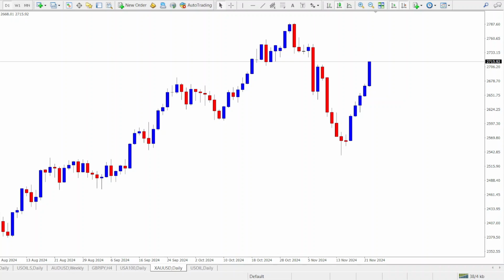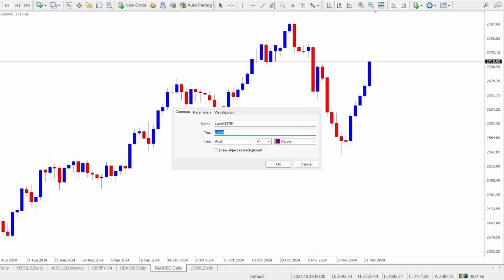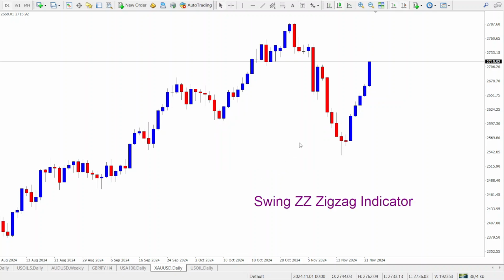All right, in this particular video we are going to be discussing the Swing ZZ Zigzag Indicator. Quite an interesting name, isn't it? The Swing ZZ Zigzag Indicator. Now this is a custom indicator, meaning that you would have to download it from an external source, after which you will then have to upload the indicator file to your MetaTrader indicators library. After that you can then use the indicator on your chart.